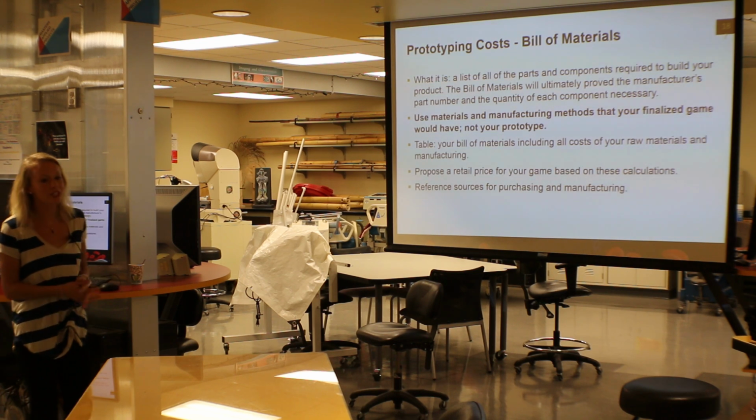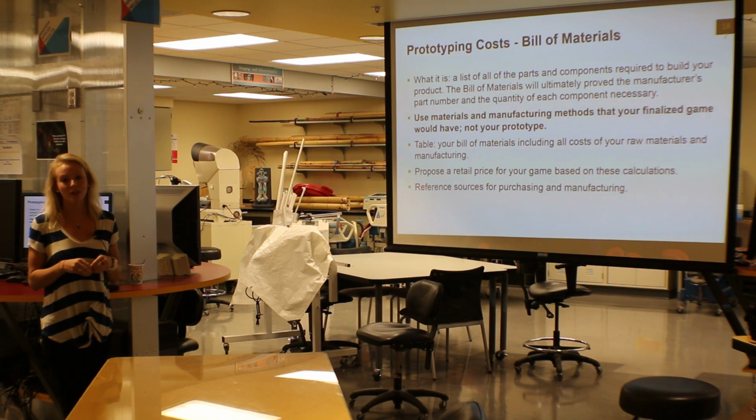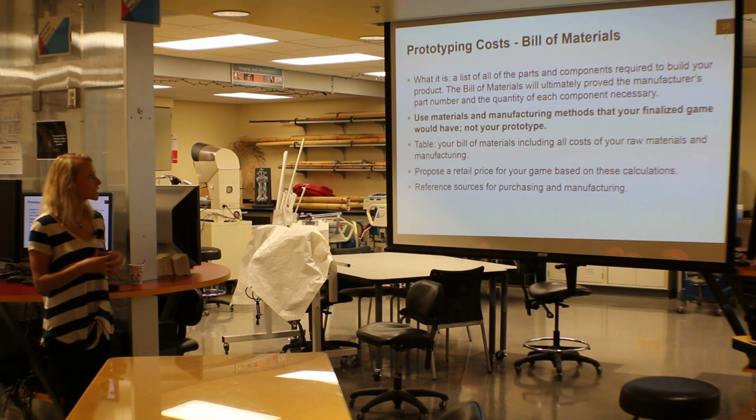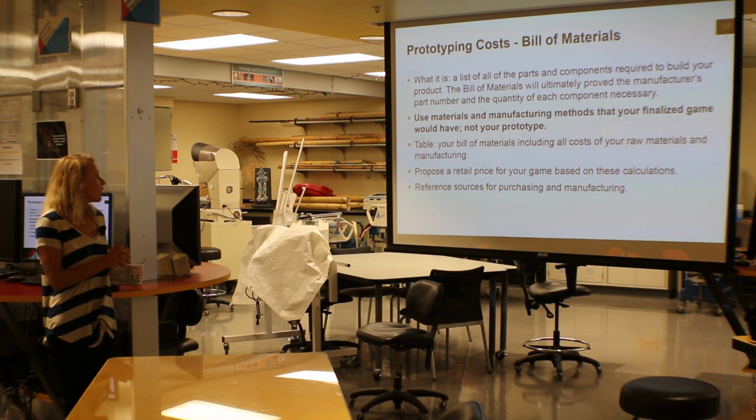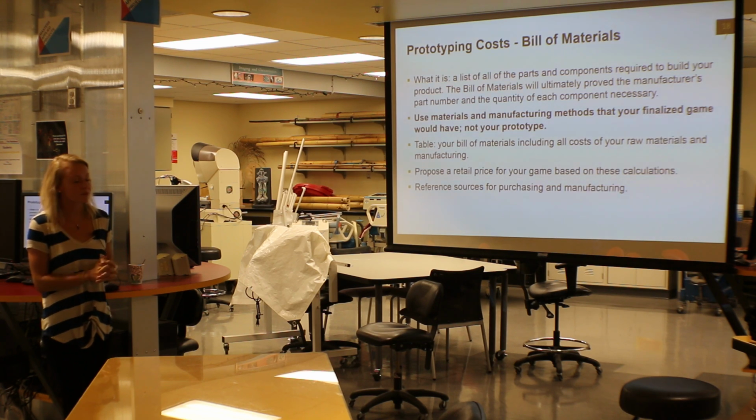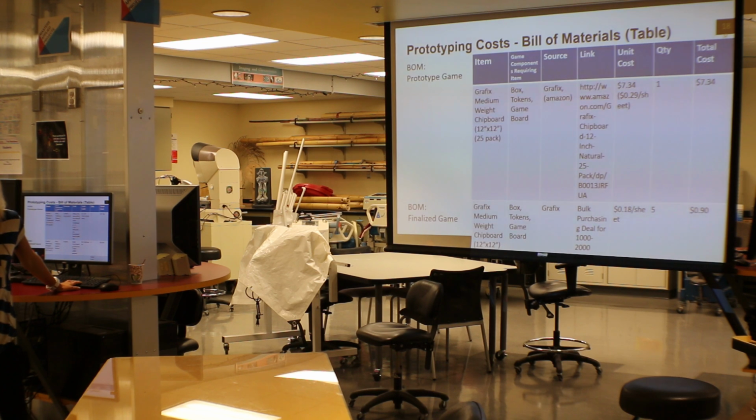Prototyping costs, your bill of materials. So what it is, it's a list of all the parts and components in order to make a complete product. The materials and manufacturing methods that you use for your finalized game, not your prototype. You're going to have a table that looks like this, and it's going to have your prototype game and all of the things you used and how much it costs, and also your finalized game so that you can compare the two.